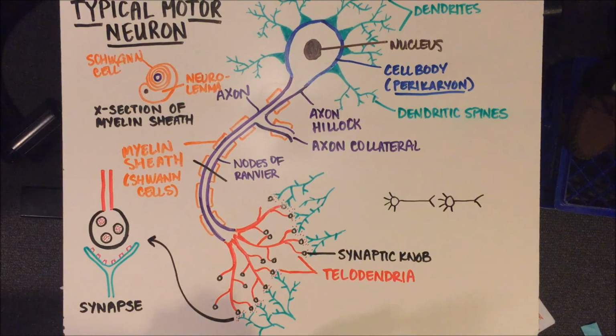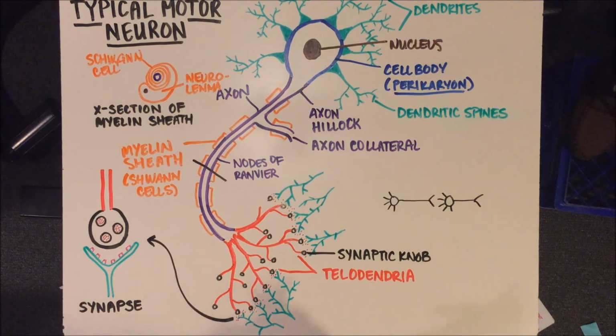So dendrites are chemically gated, which means something such as a neurotransmitter can stimulate them. So up here we're going to say that they're chemically gated.